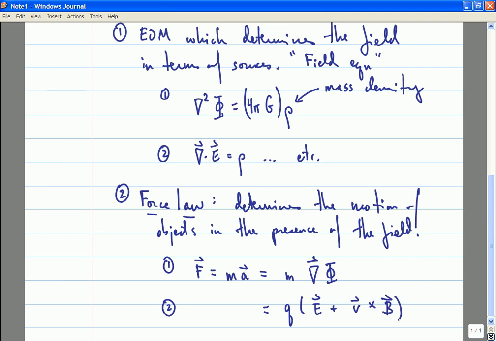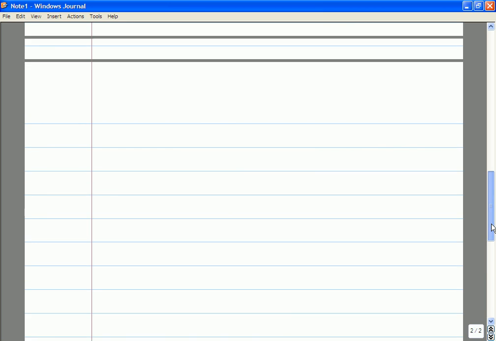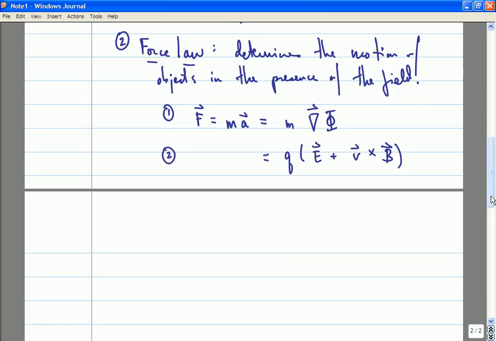So a field theory has two parts. The first is an equation of motion which allows you to determine the field in terms of some sources by solving a differential equation. And the second is a force law which allows you to decide how the presence of some field will affect the physical motion of objects. Any questions on that? So far, I haven't told you anything that you don't know, presumably. So, let me start now to tell you things that you perhaps don't know. Or if you know them, you probably shouldn't be taking this course.